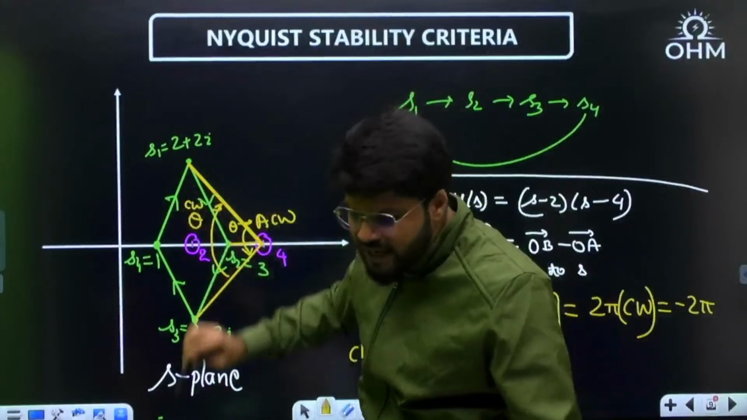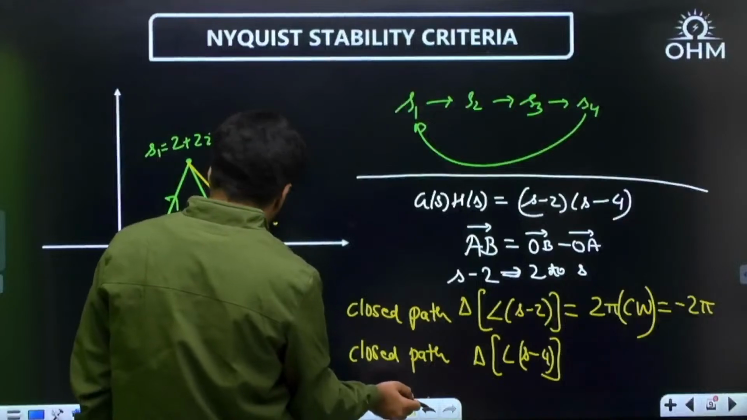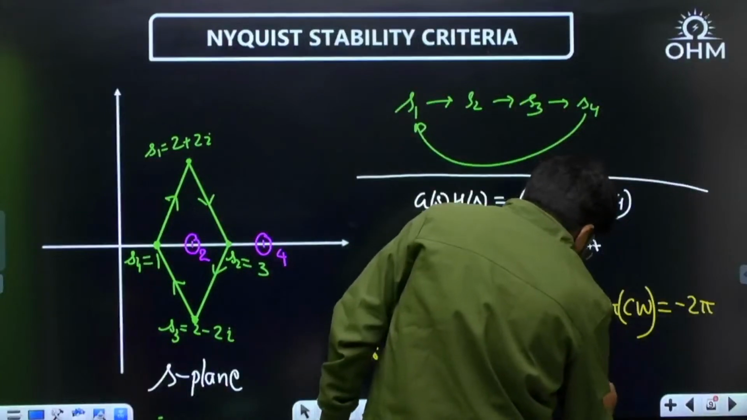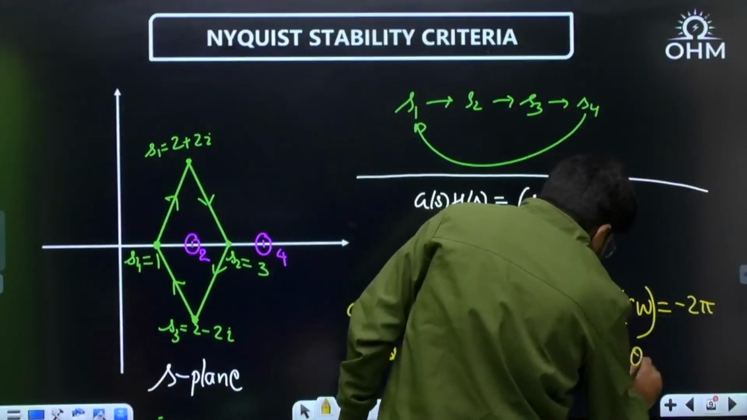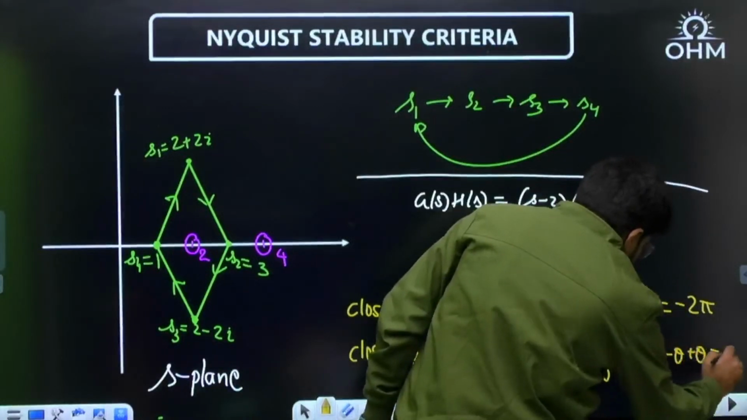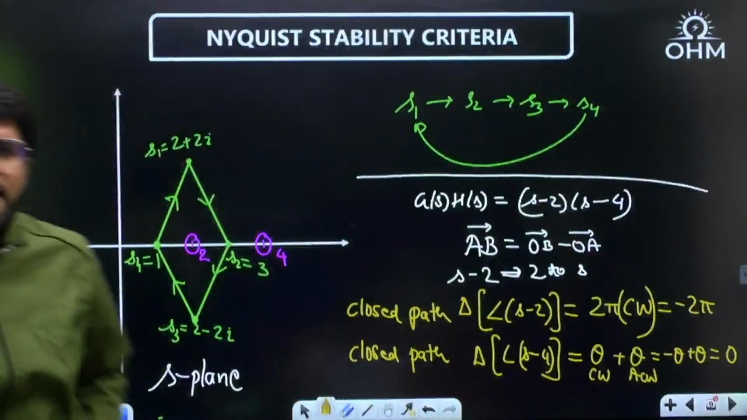So what is the net change in this angle, dear? Let me write it here. Some theta clockwise, some theta anti-clockwise. That means it is like minus theta plus theta, and the net angle is 0. Net angle is 0.